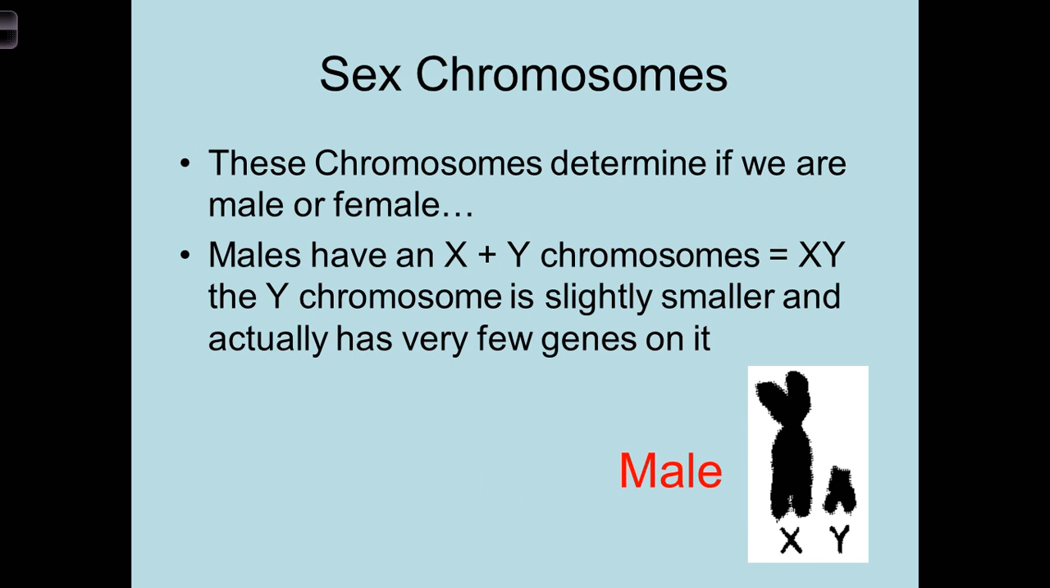However, males have an X and a Y chromosome. So the X and the Y chromosome pair up during meiosis, even though they're not the same size. The Y chromosome is actually slightly smaller and has fewer genes on it. It has much fewer genes than the X chromosome or most of the other chromosomes in the body. So the Y chromosome is a very little chromosome with only a few genes on it. So males develop into males because they inherit an X and a Y chromosome.